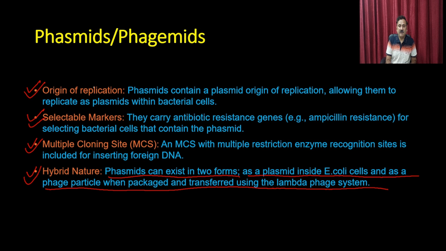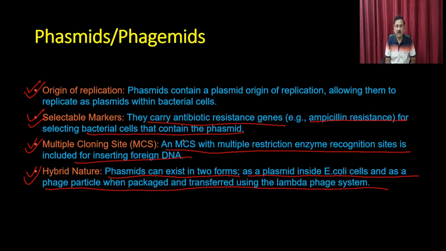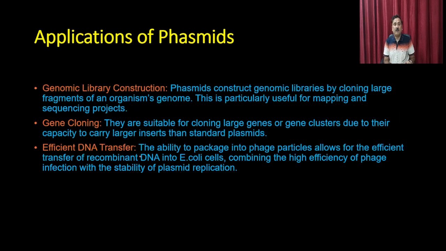It also has the origin of replication from E. coli, and it also has the DNA fragments from the phage. They carry antibiotic resistance genes such as ampicillin for selecting the bacterial cells that contain the plasmid, and then it has the MCS, with multiple restriction sites, that is utilized for inserting the foreign DNA. What is the application of the phasmid?